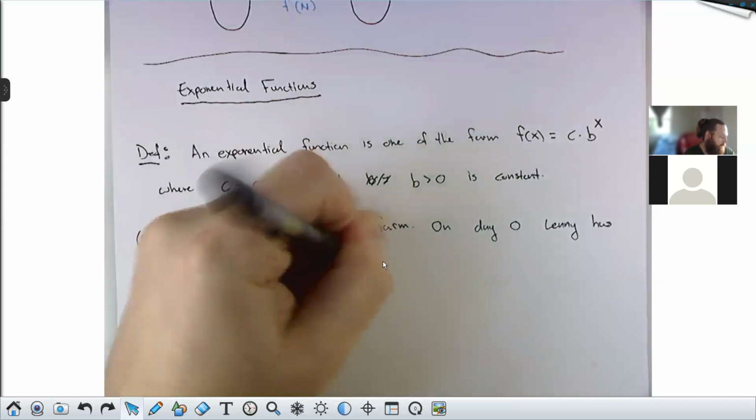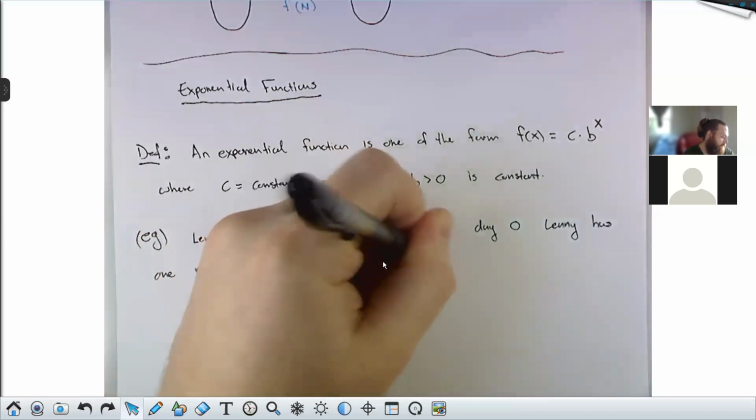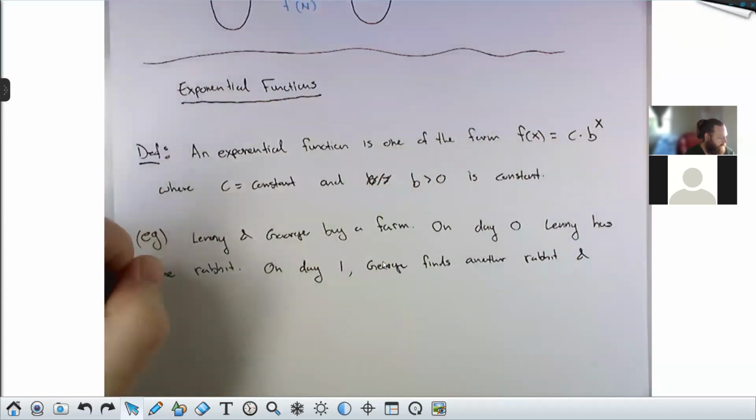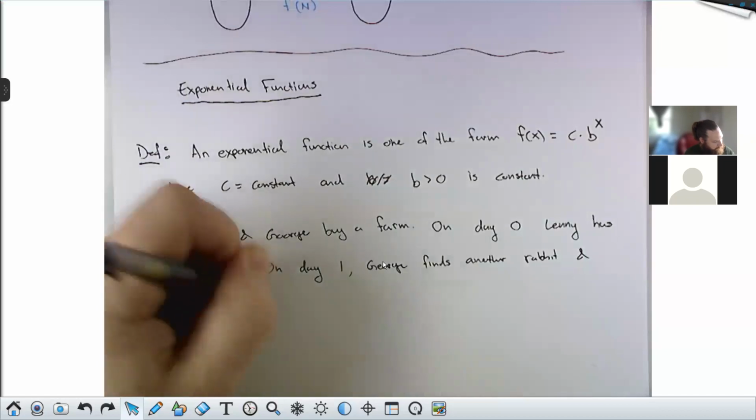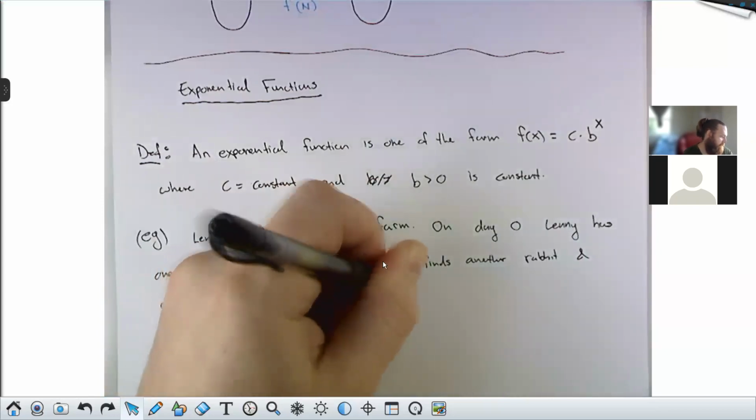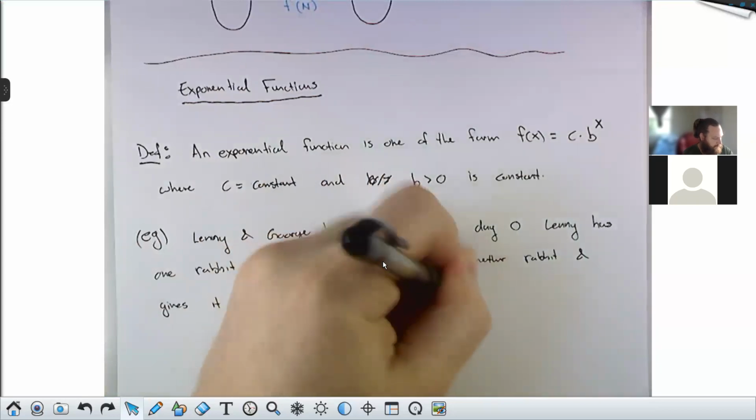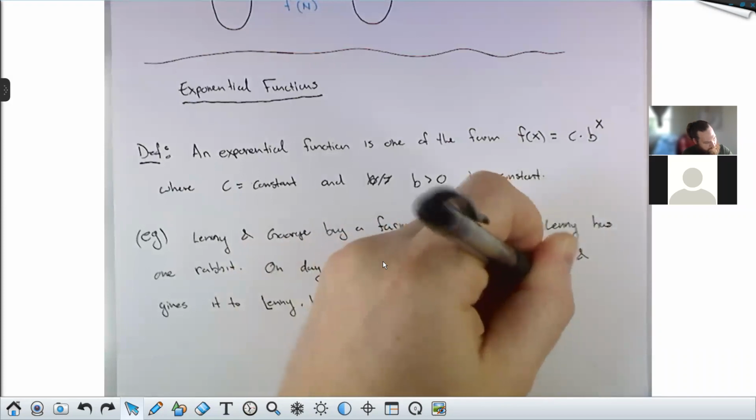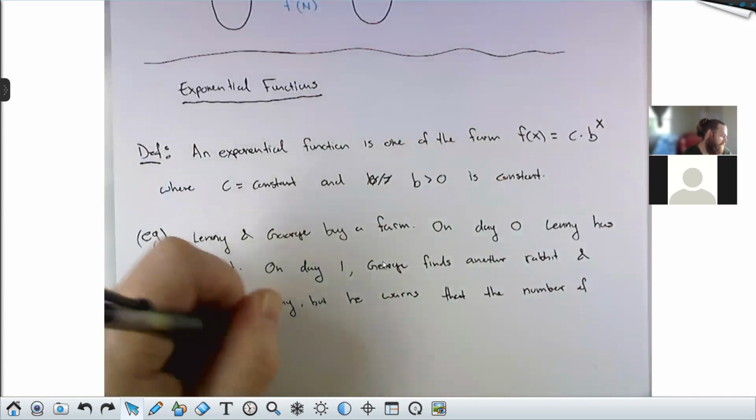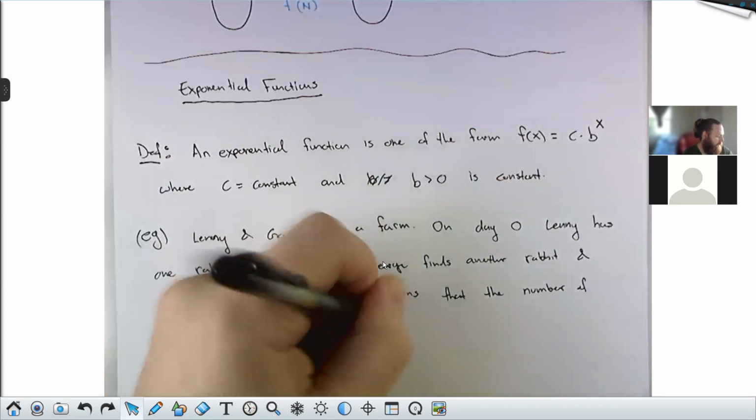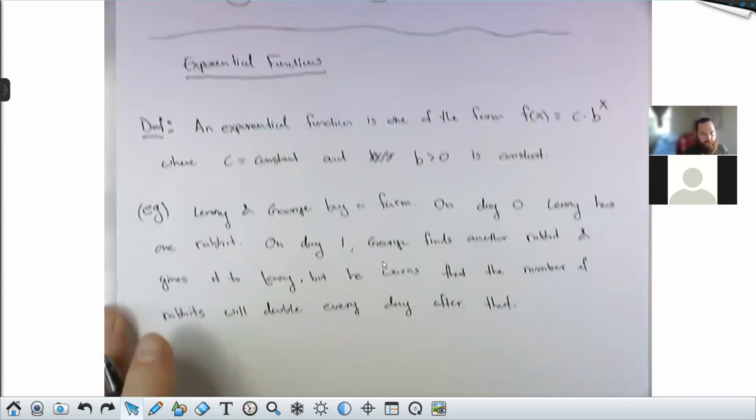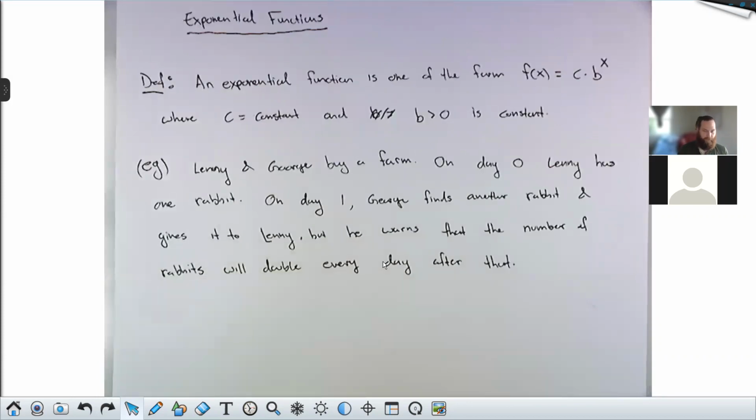On day one, George finds another rabbit and gives it to Lenny. But he warns that rabbits being rabbits, the number of rabbits will double every day after that. So certainly this isn't 100% realistic. Rabbits like to make more rabbits, but they certainly don't double every day. But let's just pretend they do.